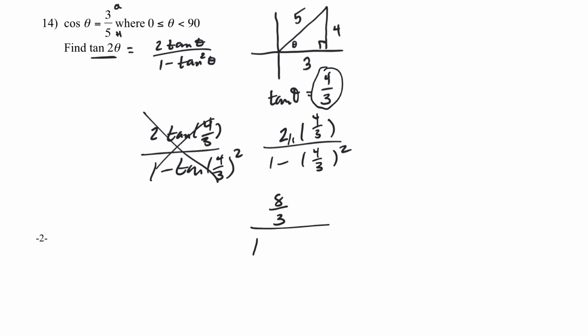On the bottom, we're going to have to do a little bit of addition or subtraction. This is going to be 16 over 9. So you do 9 over 9 minus 16 over 9. On the bottom, that's going to give me a negative 7 over 9. We're going to take that denominator, right? So we end up getting 8/3 over negative 7/9.